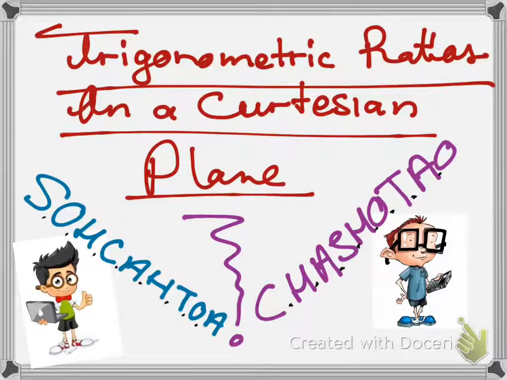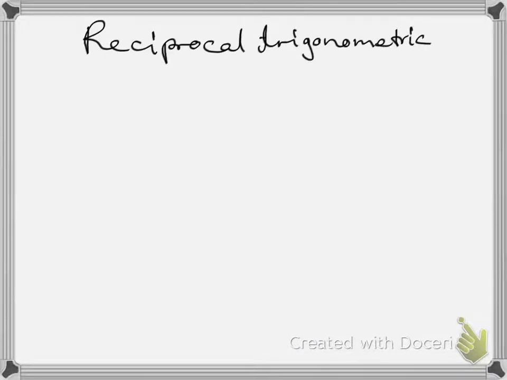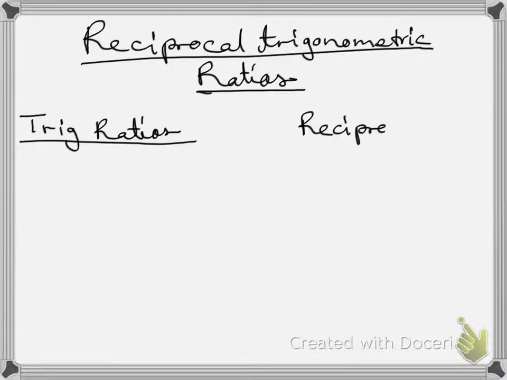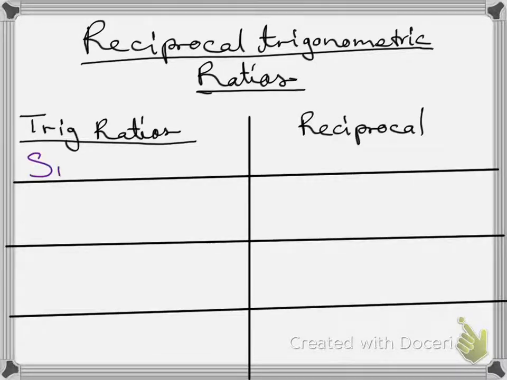Welcome, grade 10s. Today we're going to be looking at trig ratios on a Cartesian plane. So you must remember your acronyms, SOHCAHTOA or whichever acronym you use for the trig ratios, because we will be introducing first some reciprocals of the trig ratios. So let's look at the reciprocals of the trig ratios. These three reciprocals are not inverses, but we call them reciprocals of the trig ratios.